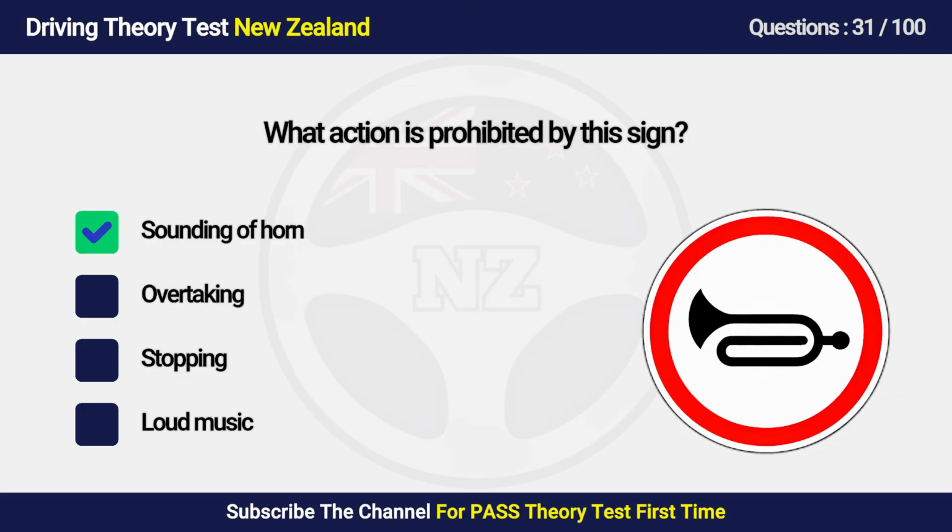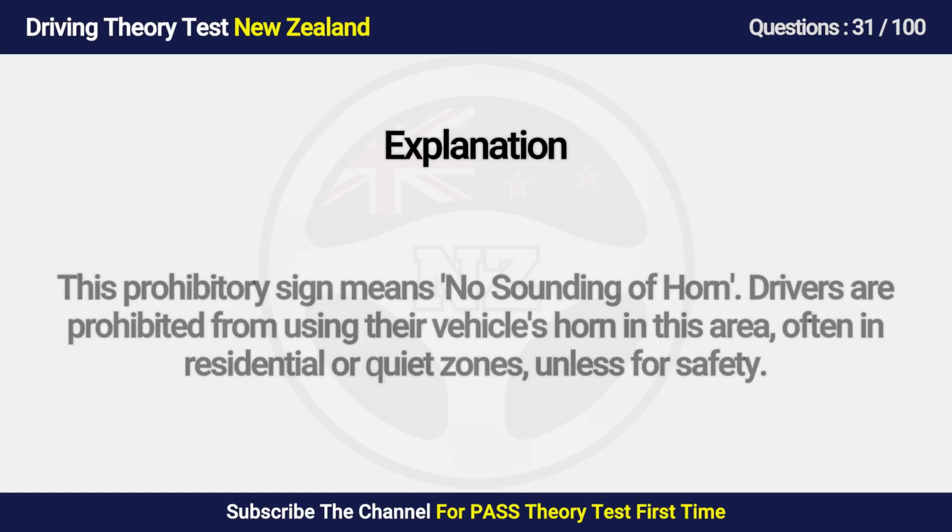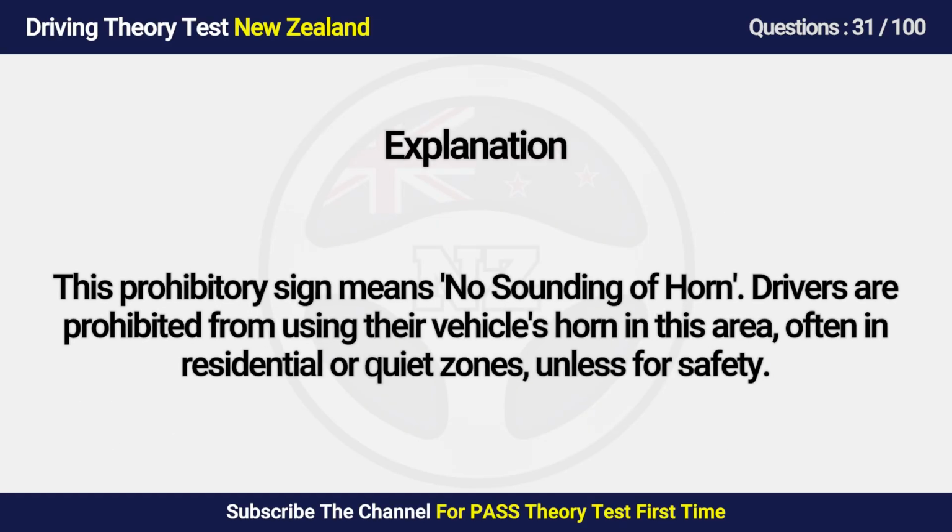Answer is A. Sounding of horn. This prohibitory sign means no sounding of horn. Drivers are prohibited from using their vehicle's horn in this area, often in residential or quiet zones, unless for safety.